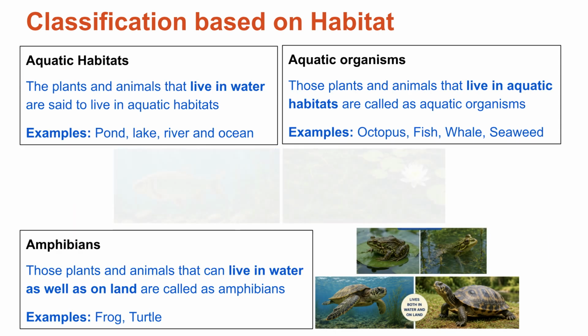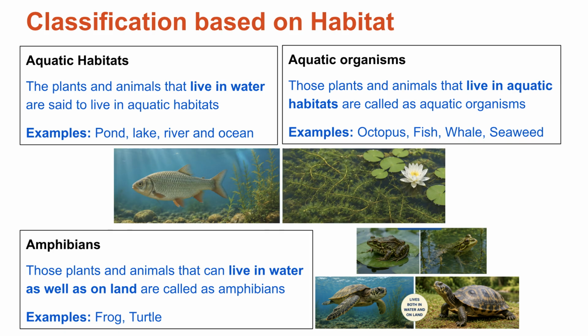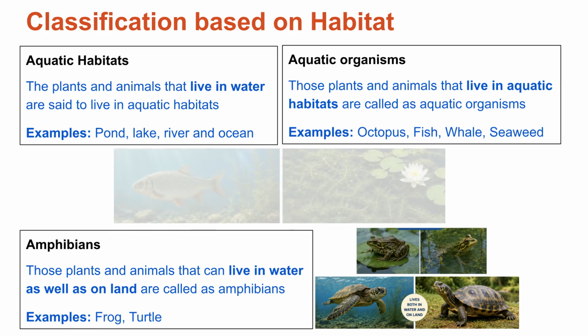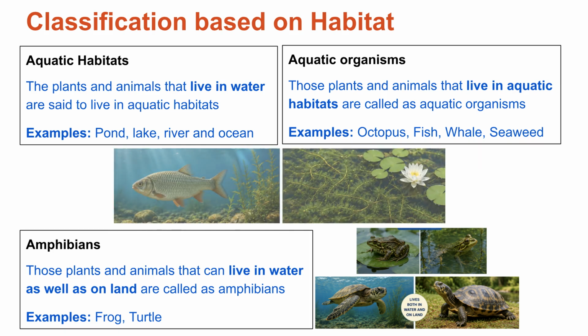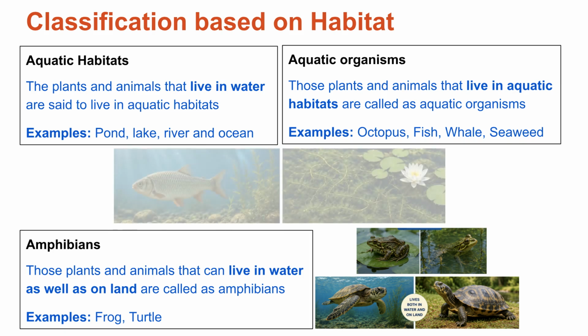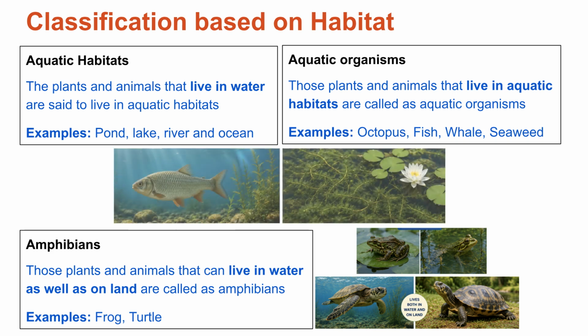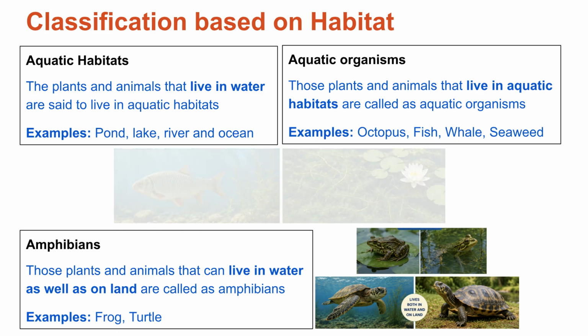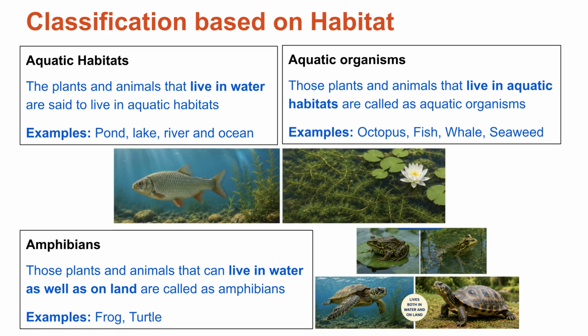There is another habitat which is called aquatic habitats. The plants and animals that live inside water are said to live in aquatic habitats. Examples of such habitats include pond, lake, river, and ocean. The plants and animals living in aquatic habitats are called aquatic organisms like octopus, fish, whale, seaweed.